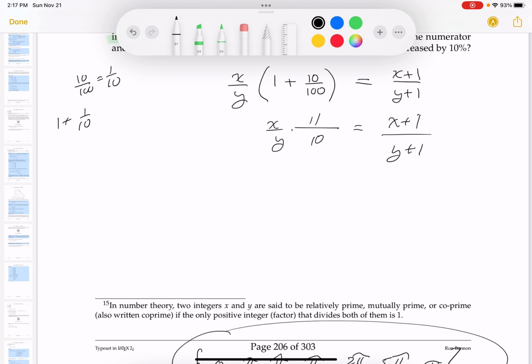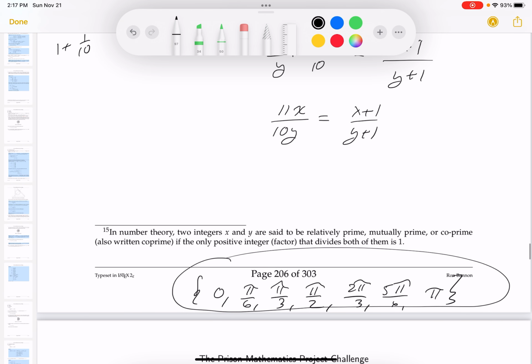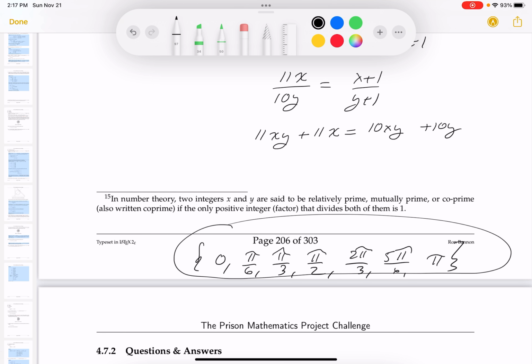So let me see if I can do this. 11x over 10y equals x plus 1 over y plus 1. I'm no longer thinking of the question, by the way, but you're going to get this. 11xy plus 11x equals 10xy plus 10y. All right, I'm in a little pickle right now. I don't know what to do. So I'm going to take 10xy from both sides. You get xy.